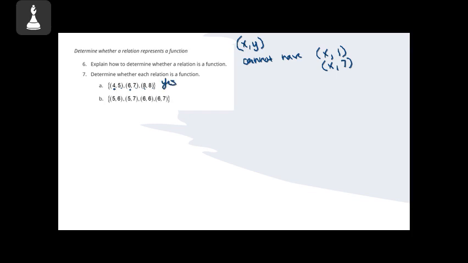When I look at b, the x value of 5 is paired with 6, but the x value of 5 is also paired with 7. So no, we can't do that because each x can only have one y. So the x value of 5 cannot have two answers for y. So no, b is not a function.